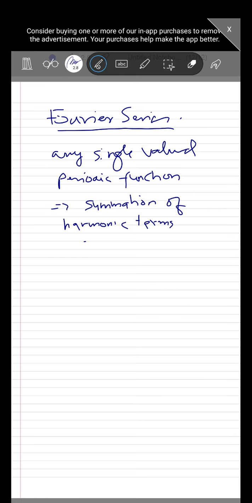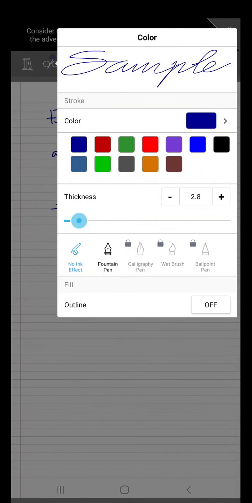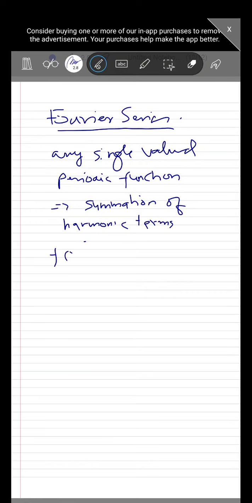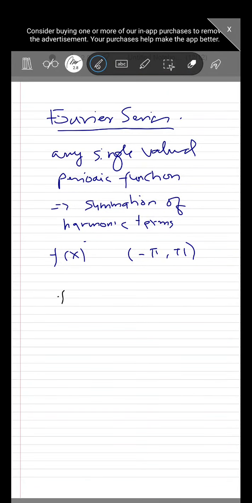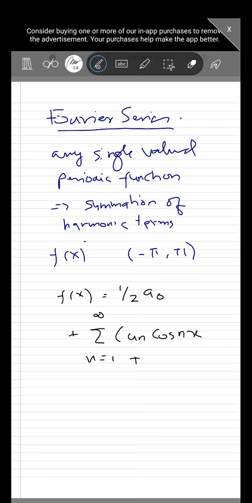So if we have a function f(x), and it is represented in the interval minus pi to pi, then you can write f(x) as equal to 1 by 2 into a0 plus summation n is equal to 1 to infinity of an cos nx plus bn sin nx. So these are the harmonic functions.